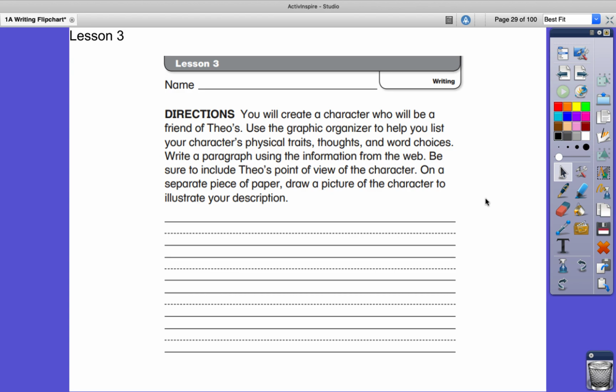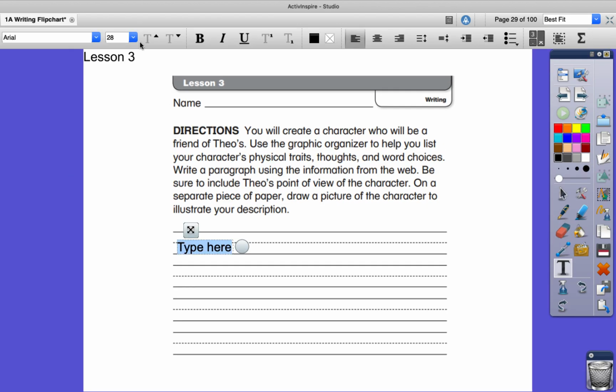Okay, so to help you get started, we want to start by introducing your character. So maybe we're going to say, my character's name is, okay, and now you are going to fill in the rest because this is your character that you get to create.